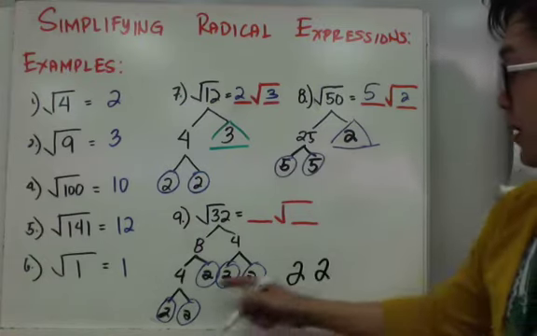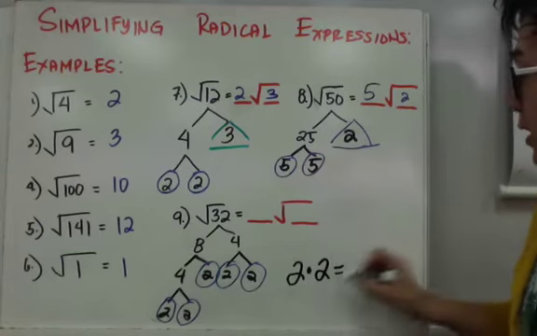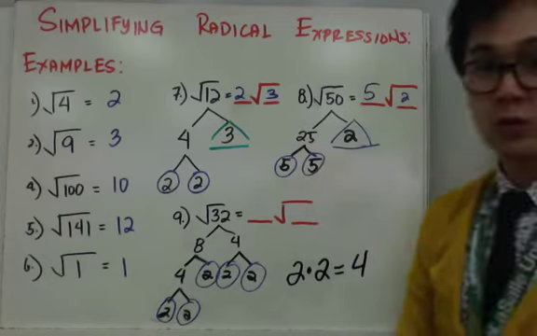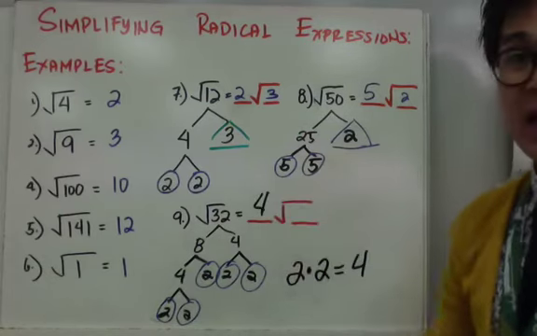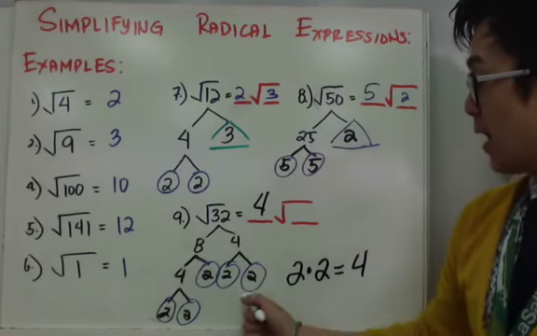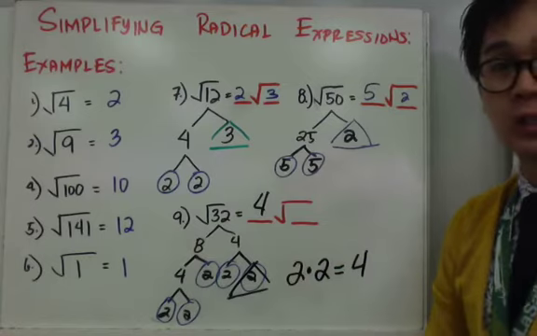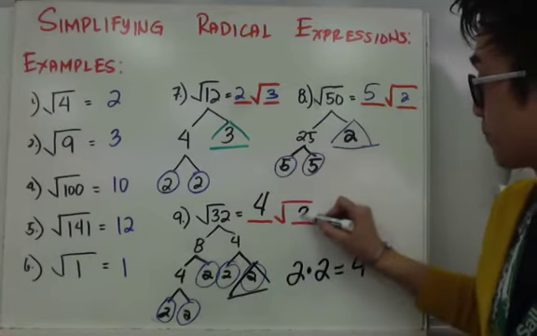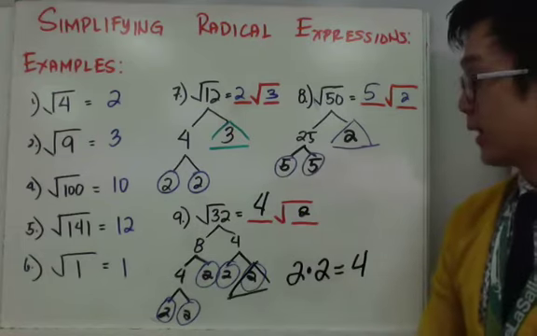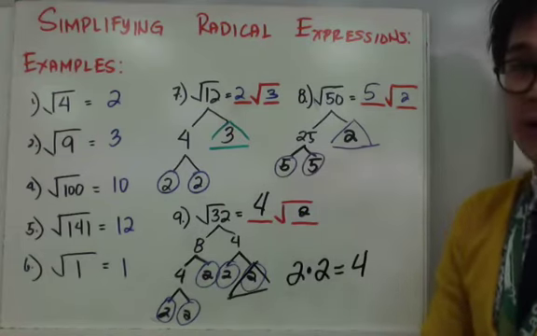Since there are 2 pairs of 2, we can multiply them together. Therefore, the 2 pairs are combined as 4, because 2 times 2 is 4. So this 4 will stay outside the radical. How about the other 2? This 2 doesn't have a partner, so it will stay inside the radical. Therefore, the square root of 32 is simply 4 square root of 2. So that's how we simplify radicals.